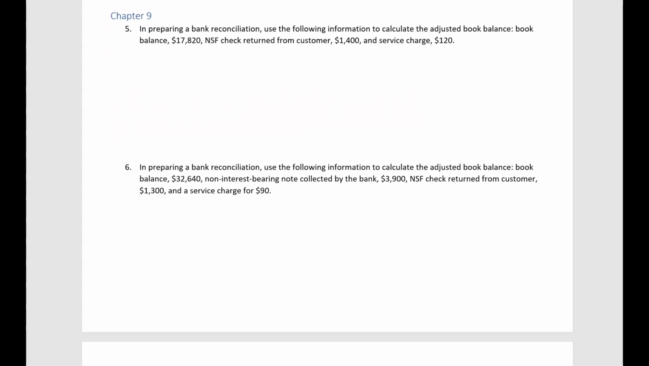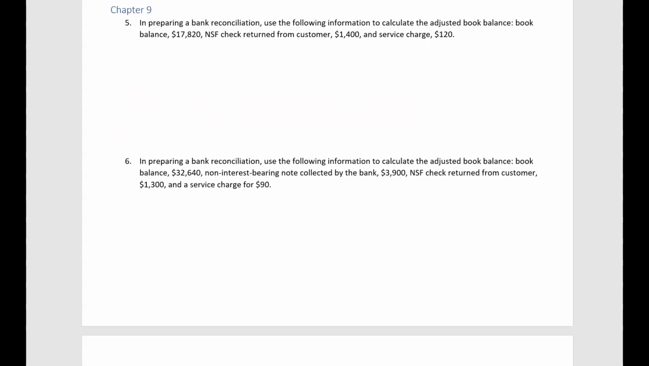Okay, we did not do Chapter 8. We're going to go on to Chapter 9. And this is the bank reconciliation. We have 2 of these, and you're going to calculate just the book balance. So we have the following information. The book balance is $17,820. An NSF check returned from a customer of $1,400, and then a service charge of $120.